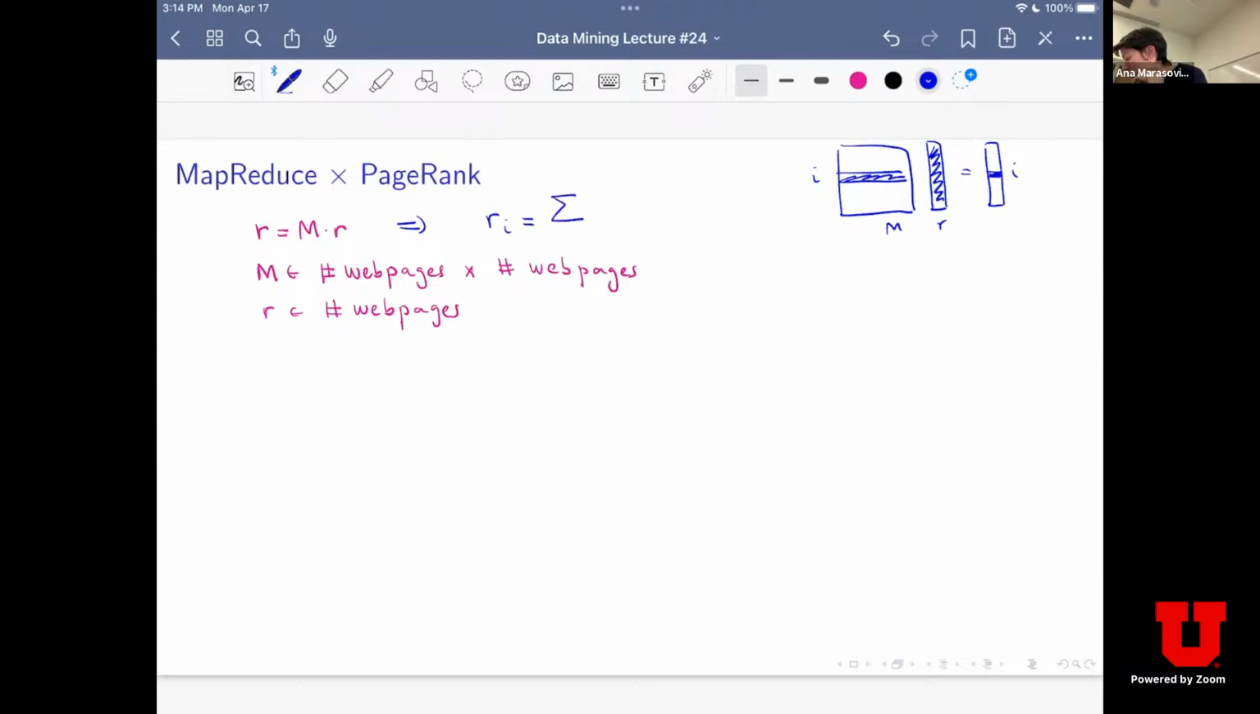So we can write that as a sum over j from 1 to n, where n is the number of web pages, of M_ij times r_j. Our ith row is fixed, and we are going over the values in the ith row multiplied by the entirety of the vector R. So now, let's assume that R fits in the main memory.